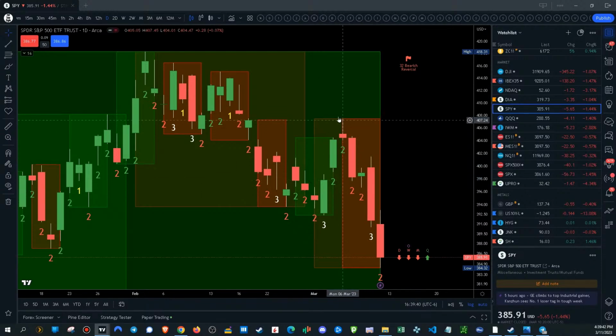Here you go. So you have an actionable signal. You have a shooting star and a 2-2 reversal. That's a 2 up, red to green to red, which is pretty powerful. And you have the shooting star. So right here, you could have probably got in on the SPY.